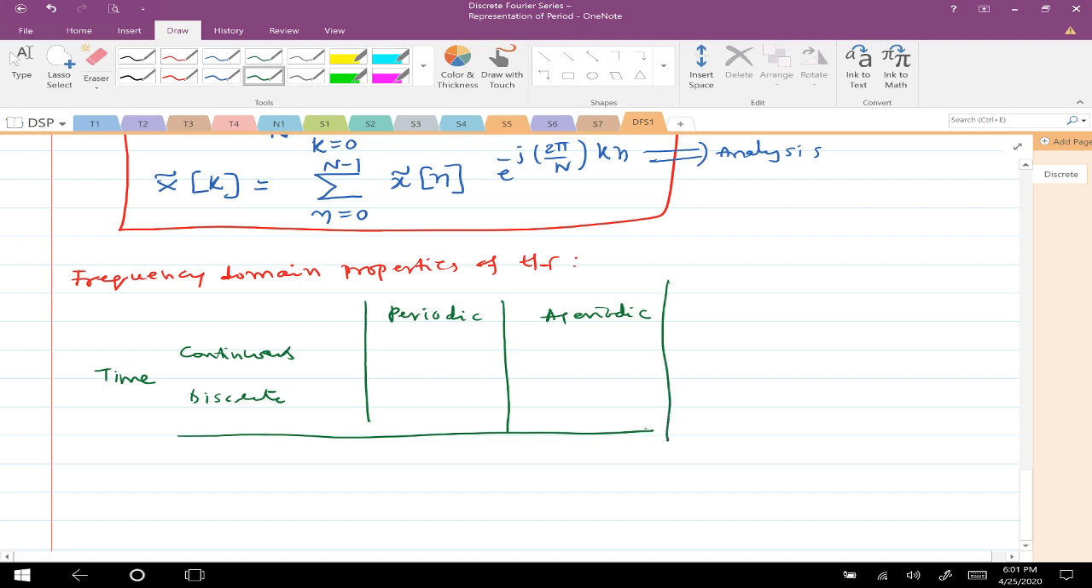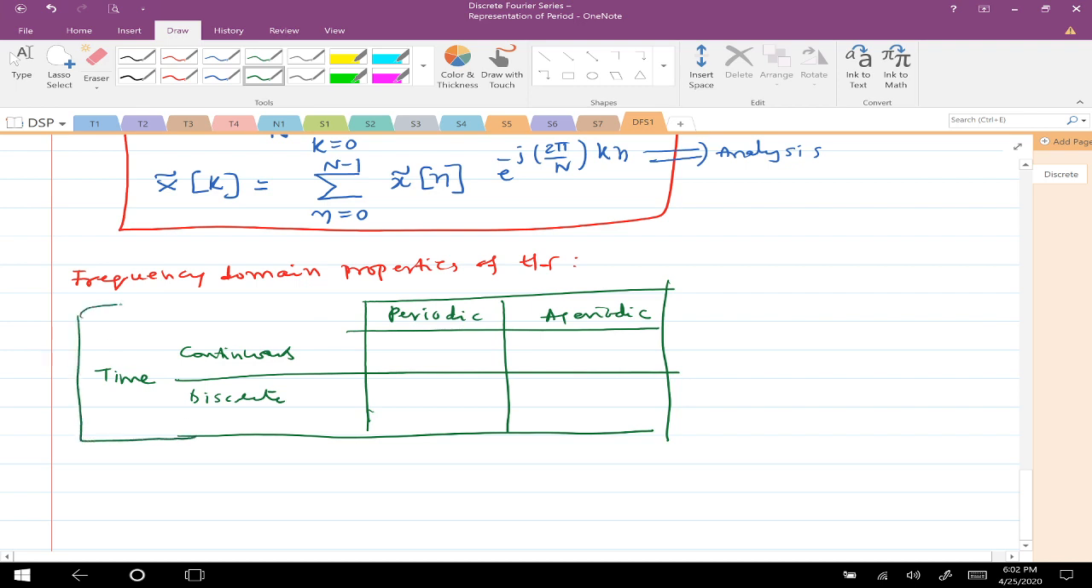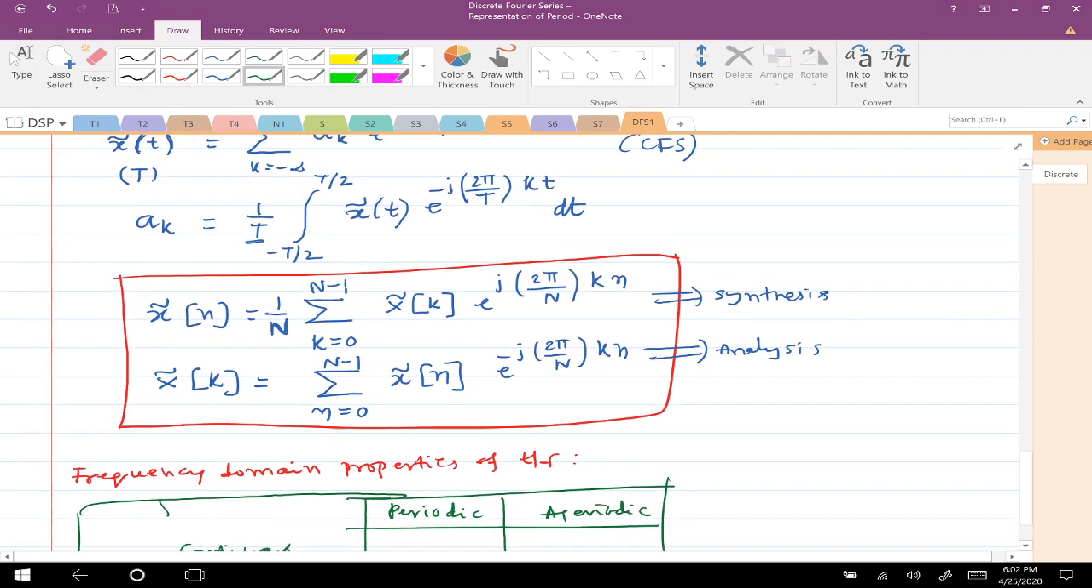What happened to continuous time Fourier series earlier? Continuous time Fourier series that we have discussed. Just a minute, let me finish that out. Okay, that's good enough. Right, so continuous time Fourier series is right away here.